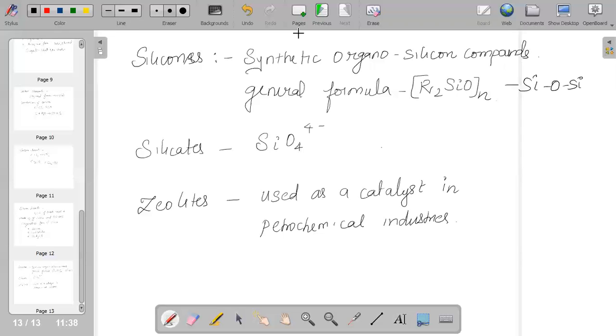The next one is zeolites. Zeolites are used as catalysts in petrochemical industries. For silicates, the basic structural unit is SiO4 4-, and the important man-made silicates which we use in our day-to-day life are glass and cement.